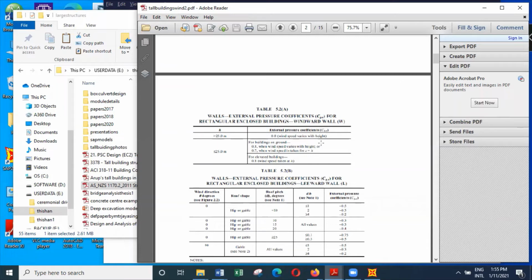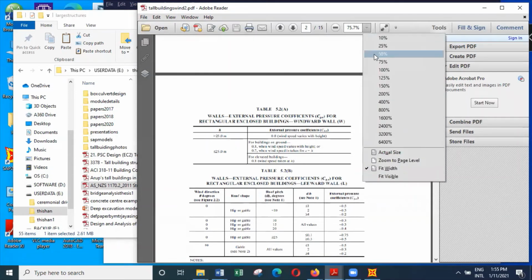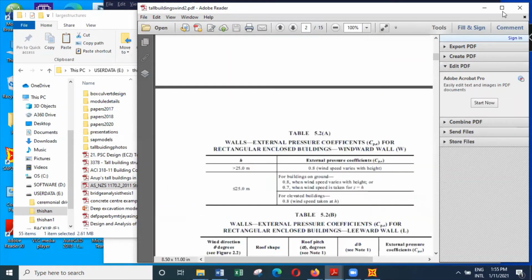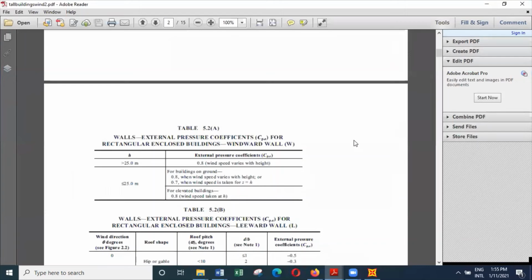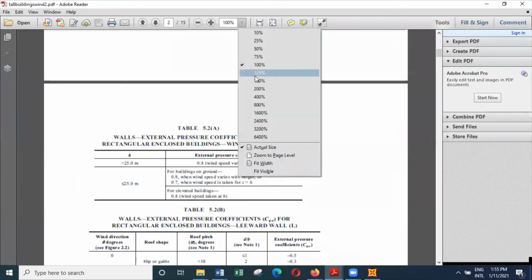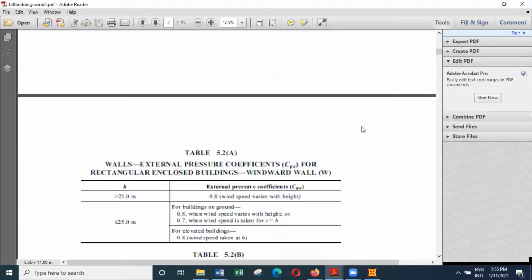Sir, can you maximize the PDF? Because it's hard to see. All right, okay, yes. Now better? How about now? Yes, sir, now better.